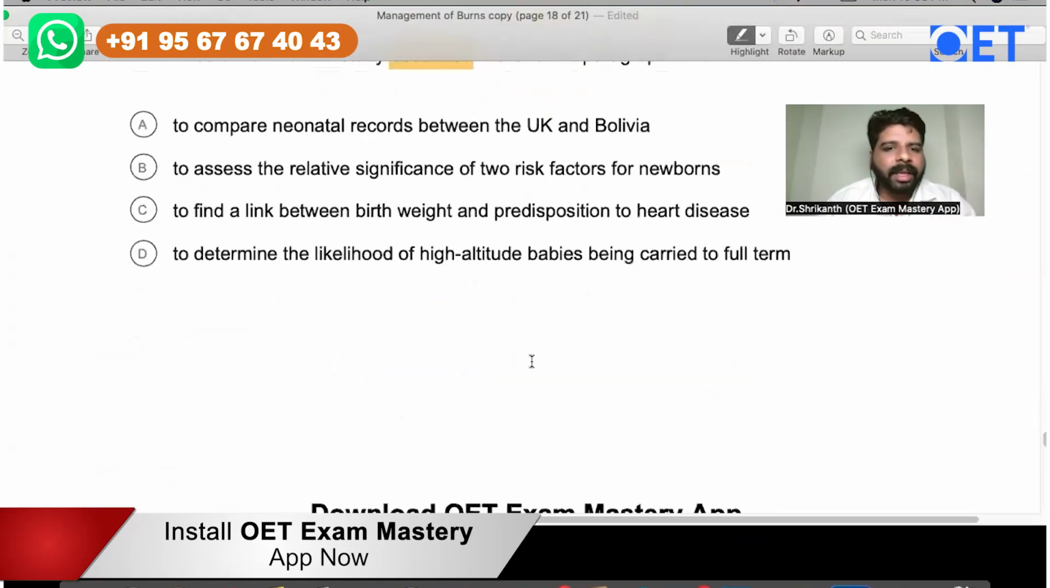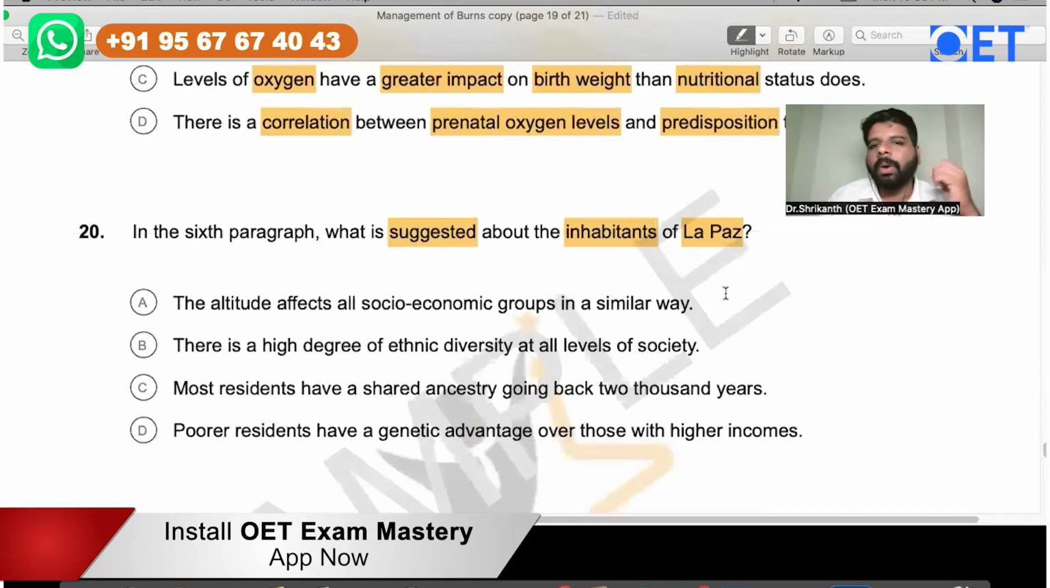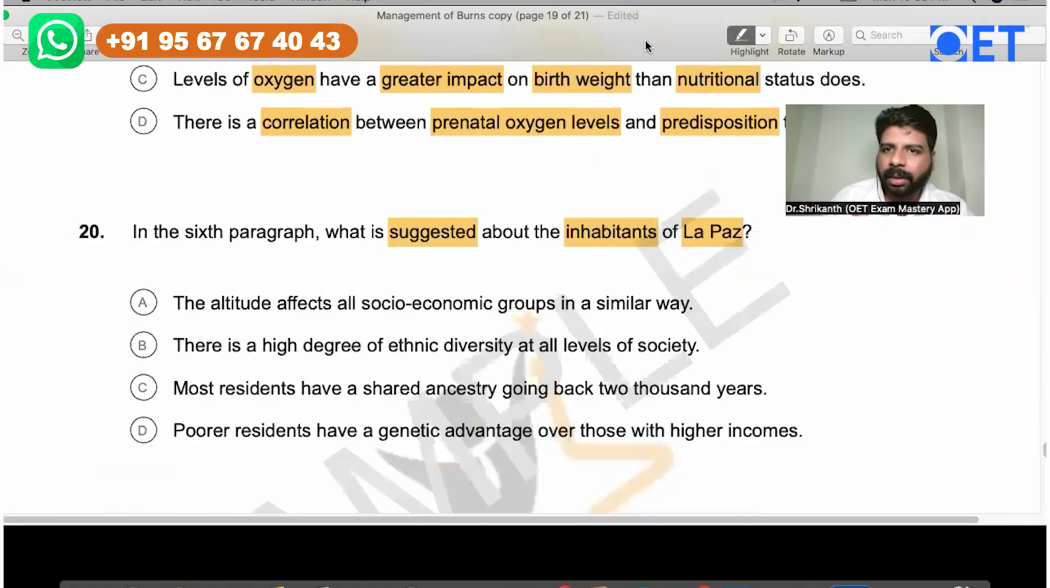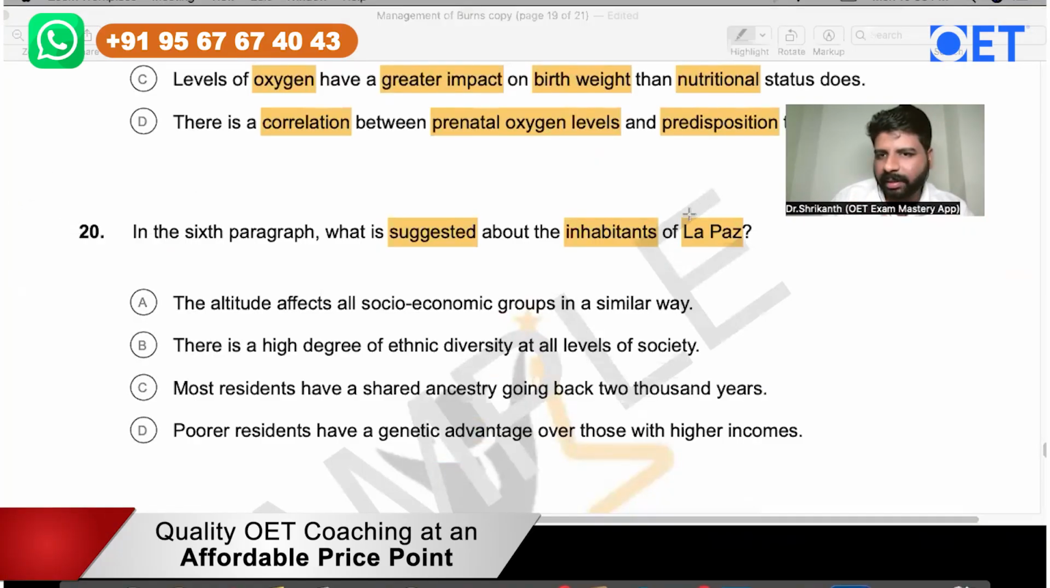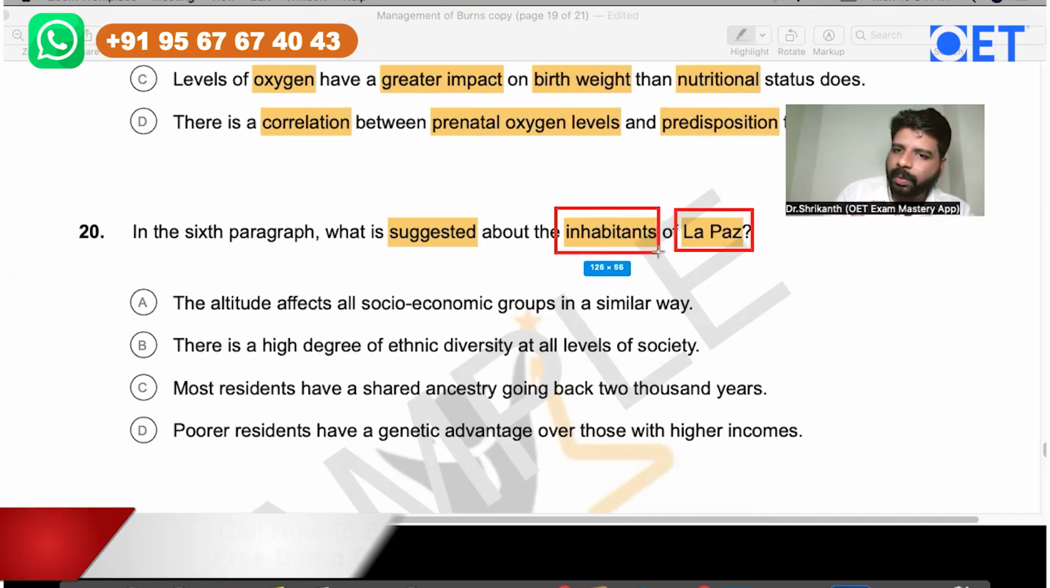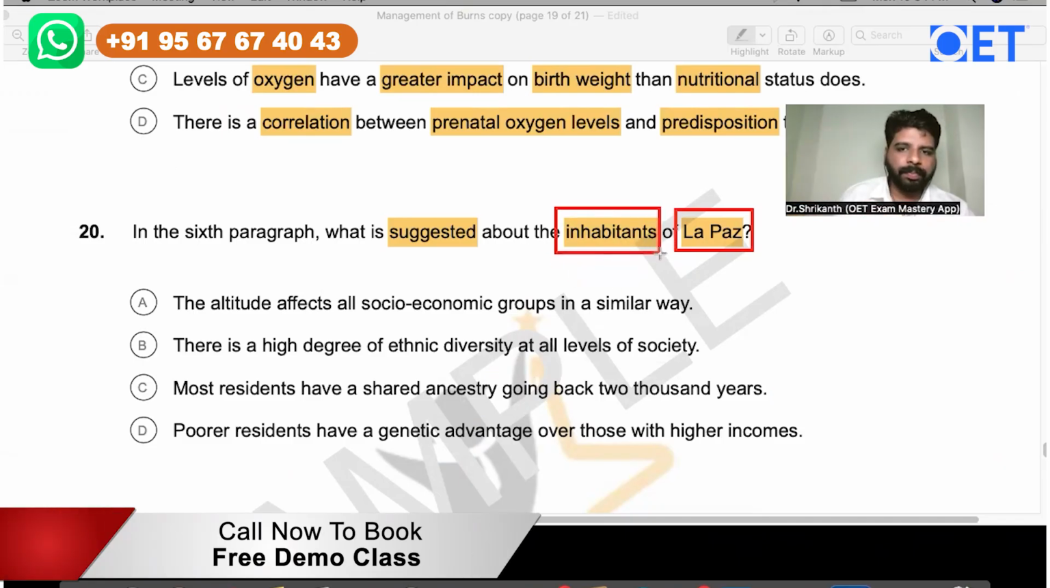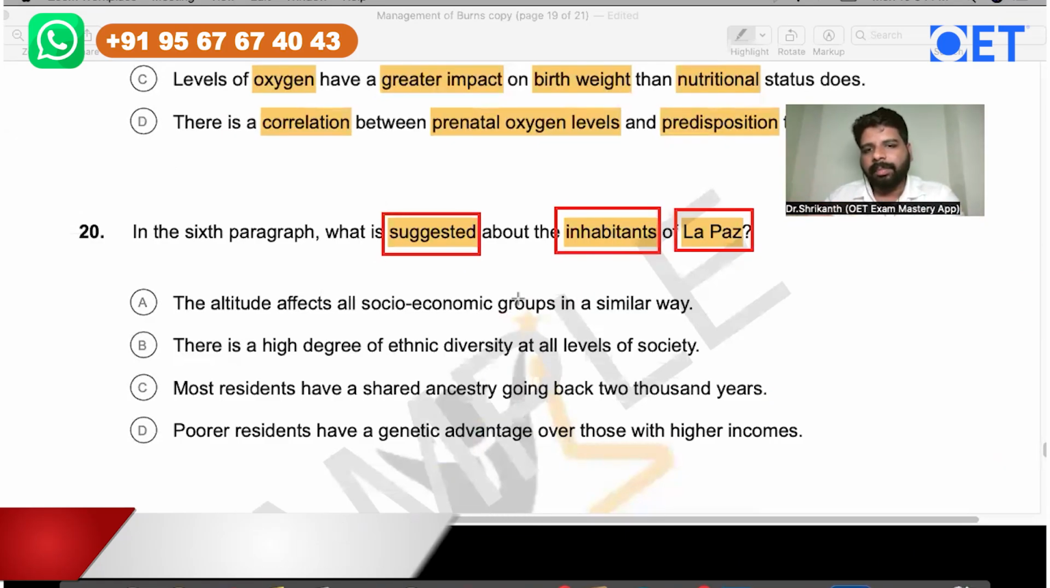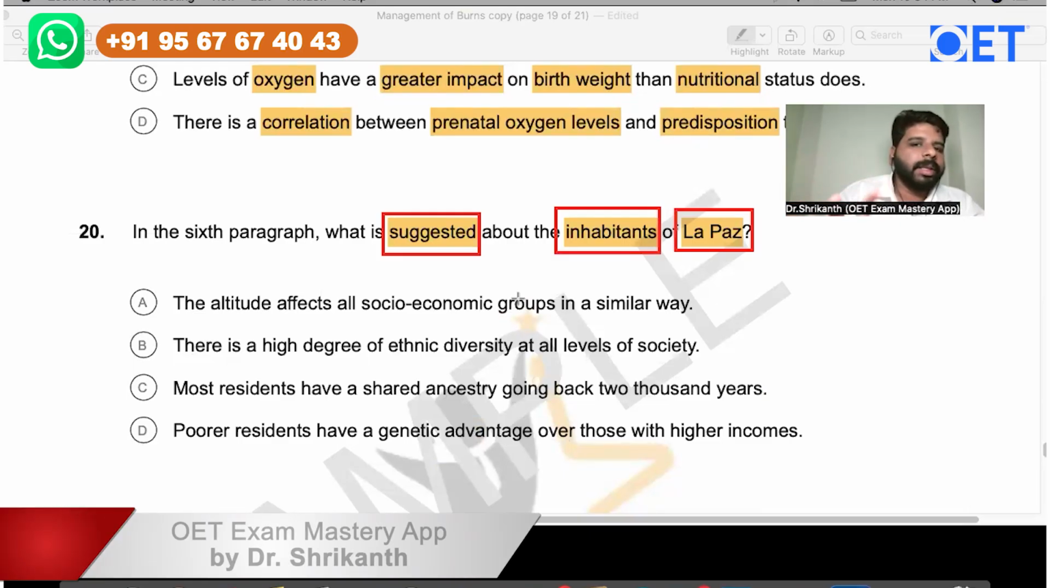La Paz over here is the name of a place, like Mumbai, Pune, or Hyderabad. And the inhabitants basically means the people who are living there. So the question is asking you, what is the author suggesting about the people living in La Paz? What suggestion is made by the author? This is the question stem: inhabitants of La Paz, a suggestion has been made.